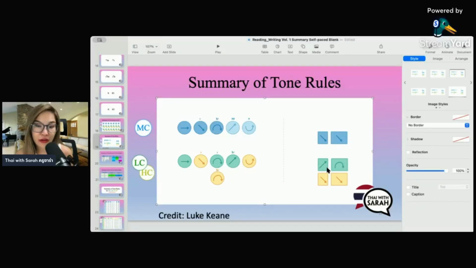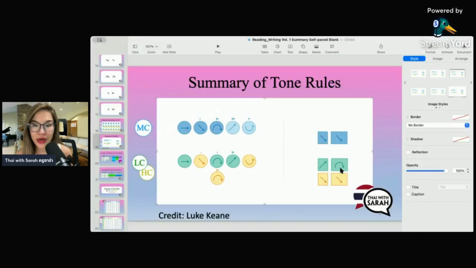Vowel length matters for low class, but not for middle class. MC is middle class, HC is high class. The vowel length doesn't matter for middle class. The vowel length doesn't matter for high class, but it does for low class.